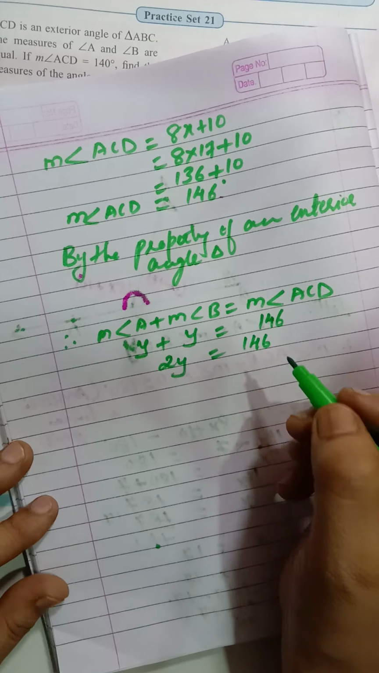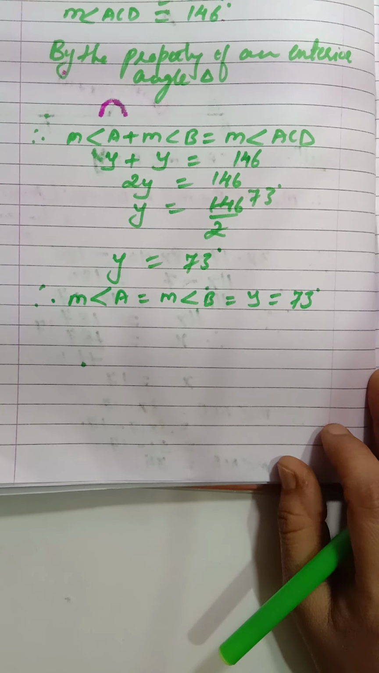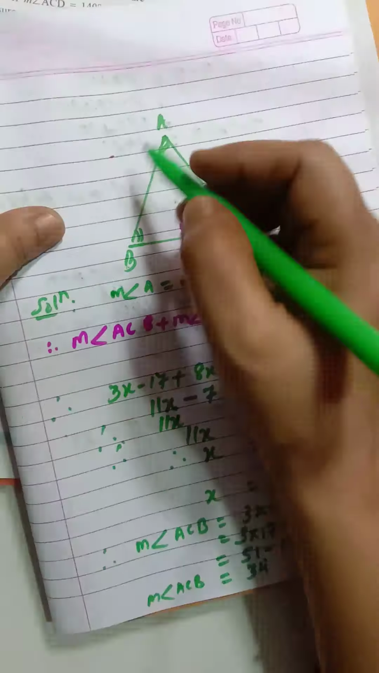Therefore, what is y? Y is nothing but measure angle A, which is equal to measure angle B, and that is equal to y, which is equal to 73 degrees, right? So angle A and angle B are equal to 73 degrees. One more thing I would like to tell children: always remember that property, the sum of measures. Now you have found that angle A and angle B are 73 degrees. If you are writing in the figure, this you got as 73 degrees, and this is also 73 degrees, right?